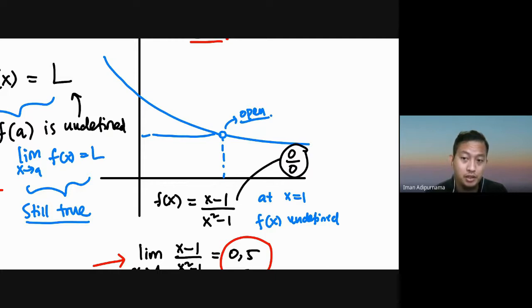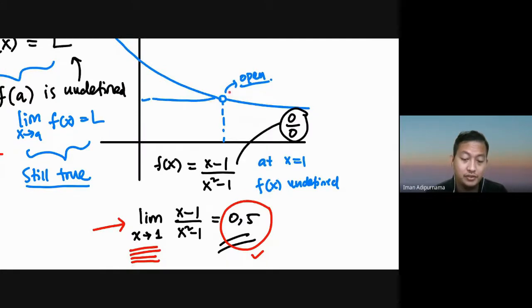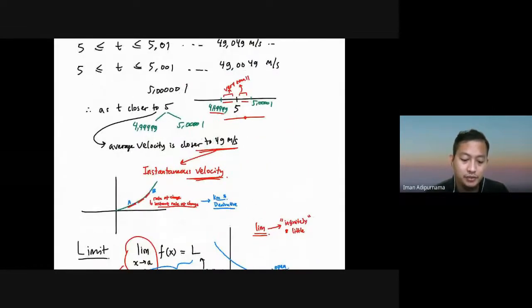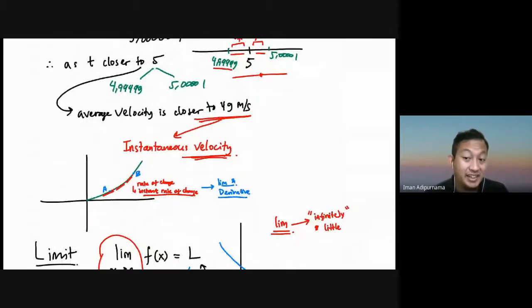We know the limit, but the function doesn't need to have a result here, because it's an open point, undefined at this point, right? But the limit exists. That's the thing you need to remember. To understand concepts like the instant rate of change or instant velocity, you also need to use the concept of limit.